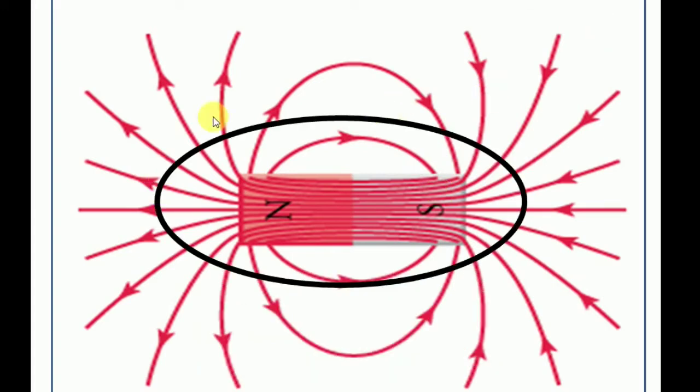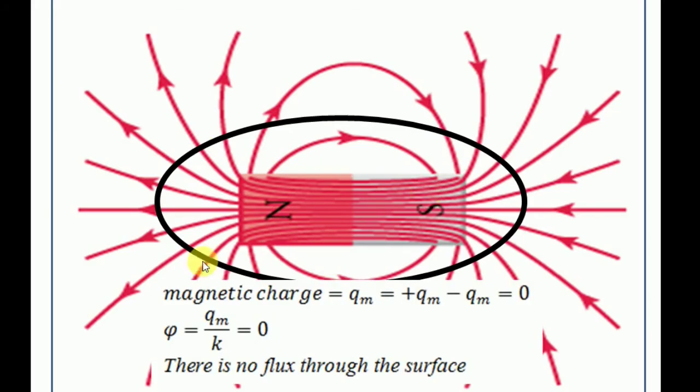Now if you consider the whole magnet, that means both the charges, the magnetic charges, for the north pole I am considering Qm and for the south pole I am considering minus Qm, that is 0, and flux is equal to Qm by K.